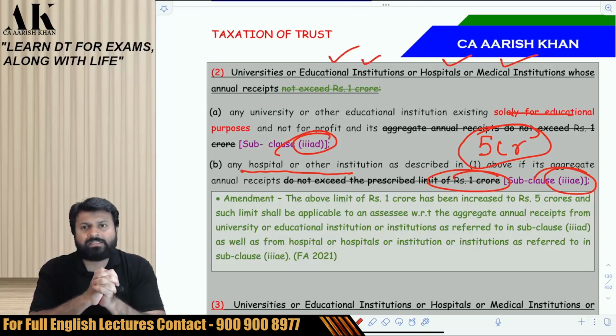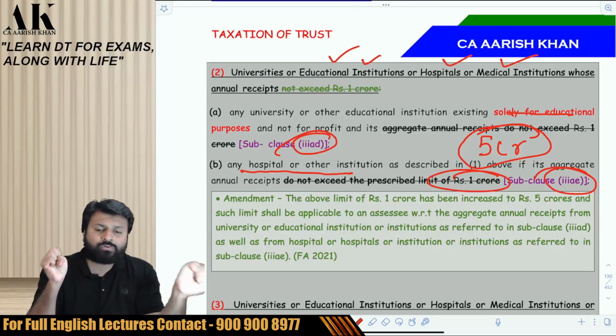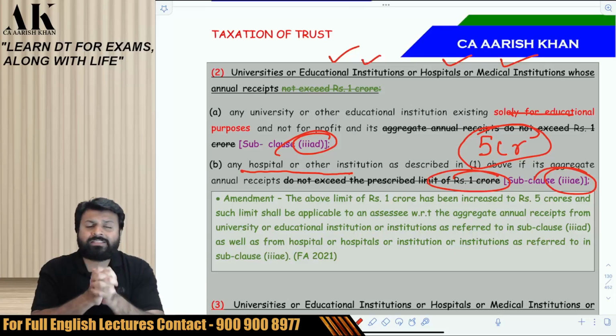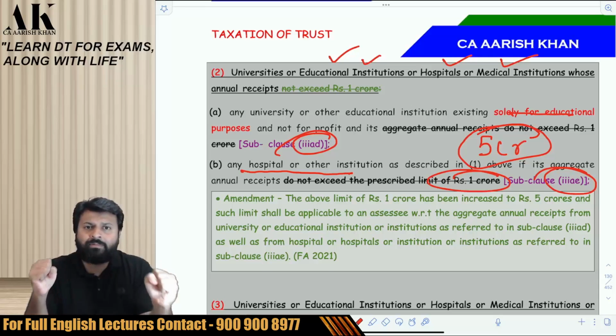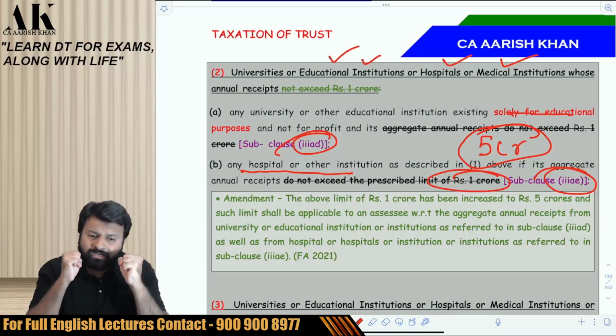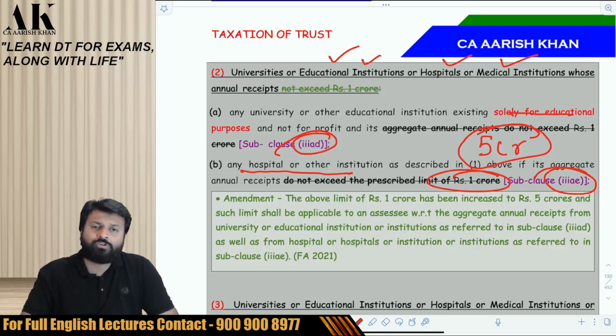Suppose I have a trust which is having a hospital also, which is having a school also, and cumulatively if the receipt exceeds 5 crore, I will be liable for what? I will be liable for tax. That 5 crore should not exceed cumulatively also. Okay, I hope it is clear to all of you.